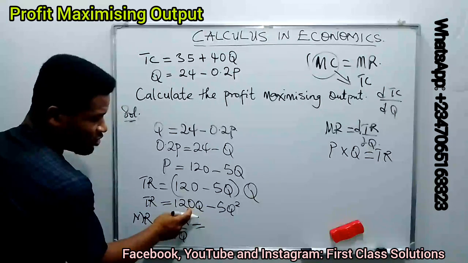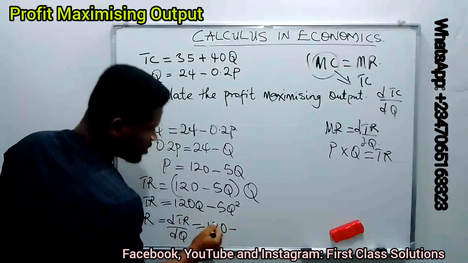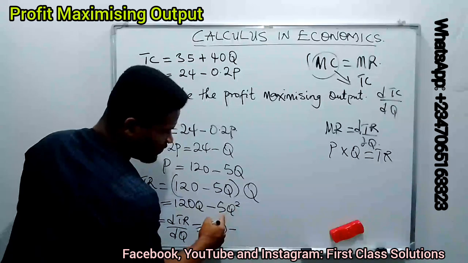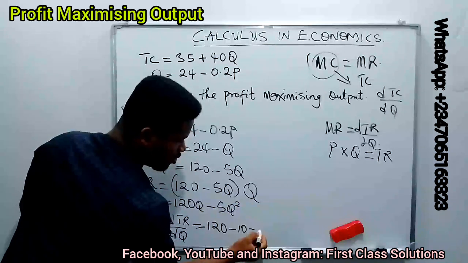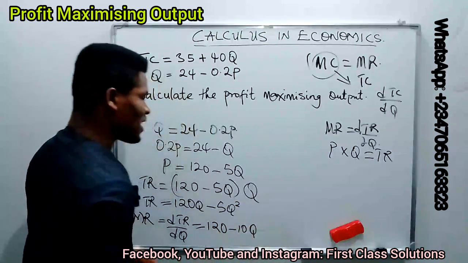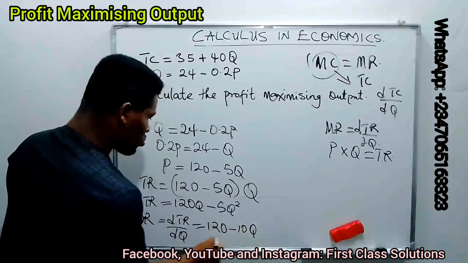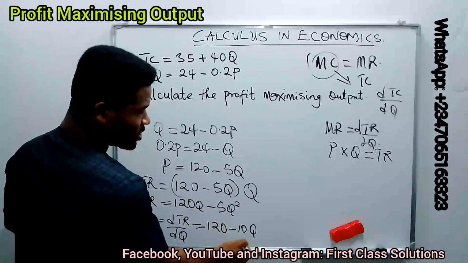If we take the derivative of 120Q, we have 120, minus the derivative of this, we have 2 times 5, we have 10, Q squared, 2 minus 1 becomes 1. So we have 10Q raised to power 1, which is the same as 10Q. So in this case, this is our marginal revenue. The first derivative of total revenue gives us our marginal revenue.